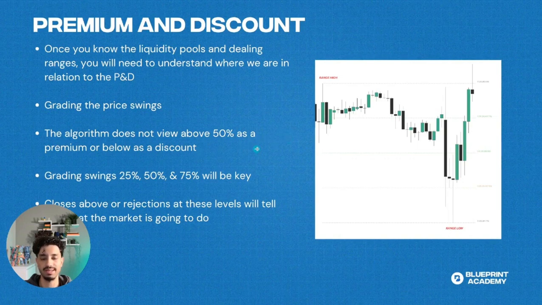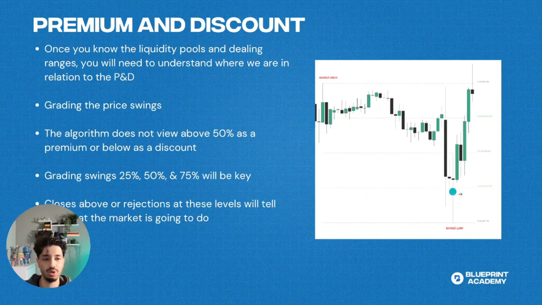So the way ICT has taught premium and discount is if we're above 50%, then this is a premium, and if we're below 50%, then this is a discount. Well, the algorithm doesn't just view 50% as a premium or a discount. You can start to look at 0.25 and 0.75. And this is grading price swings: 25%, 50%, and 75%. This is going to be key. So 0.25 is 25% and 0.75 is 75%.